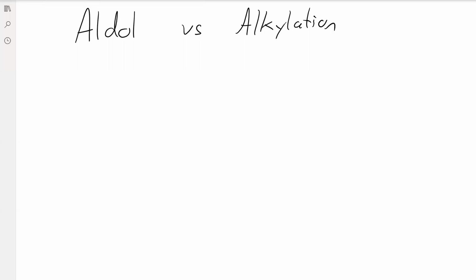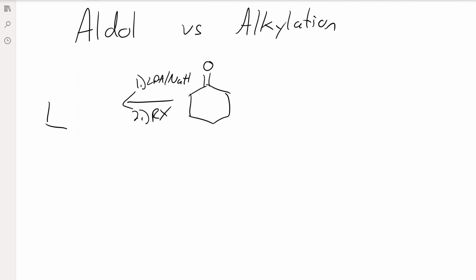We've learned the aldol reaction and the alkylation reaction. They both have very similar starting materials, right? There's some sort of carbonyl. With the alkylation, what we want to do is add a strong base such as LDA or sodium hydride, and then add some kind of other electrophile, right? Some other RX. And in that case, we'll get alkylation.